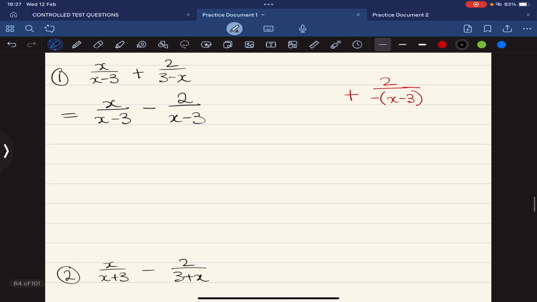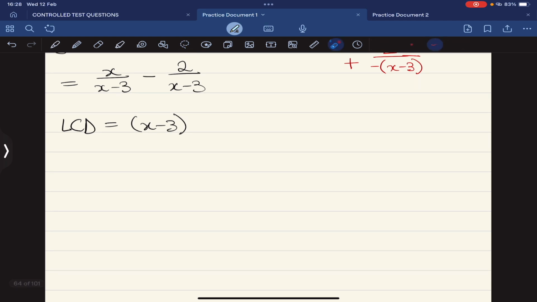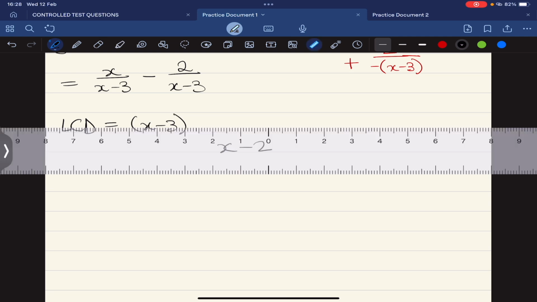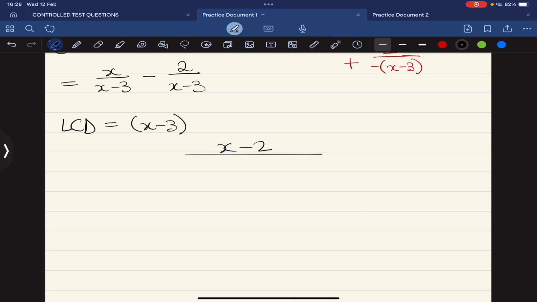So now I can go and choose a LCM or LCD. My lowest common denominator will then just be x minus 3. So since both our fractions now are written with the same denominator, we are simply just going to write this as one fraction, and that will look like this. We are going to have x minus 2 over x minus 3, and that's the end of it.